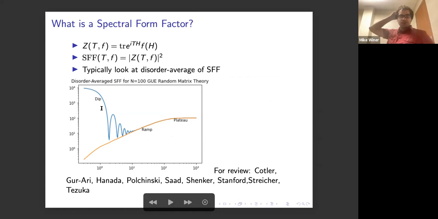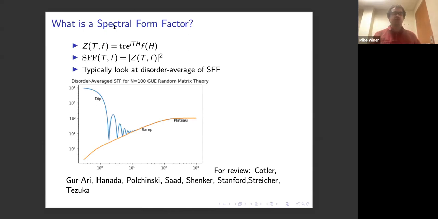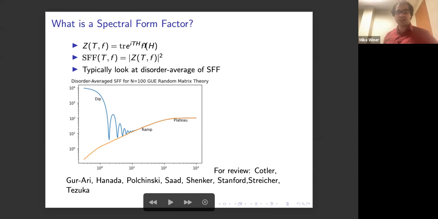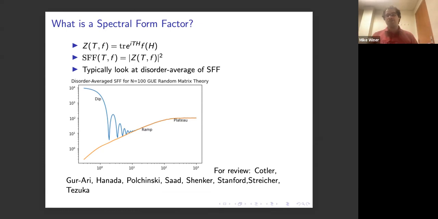So, the spectral form factor. Different people define it slightly differently, so I thought I'd be pretty explicit here. We're defining it in terms of some time t and also some filter function f, which allows us to look at a given energy range. And it's the trace of e to the iHt f of H. If we just set f to 1 for now, this is an imaginary temperature partition function. Z is the average partition function. The SFF is the disorder average of the square of the absolute value of Z. Does everyone get the order of operations there?